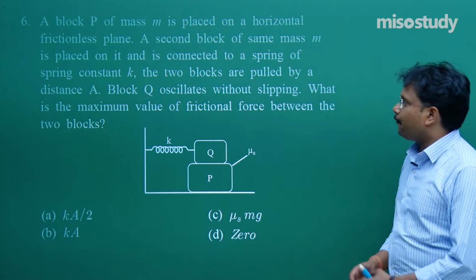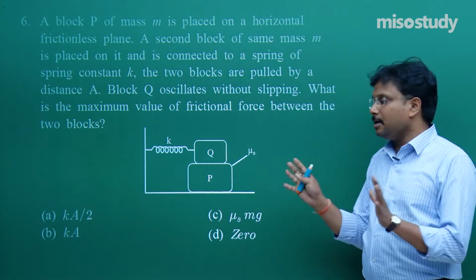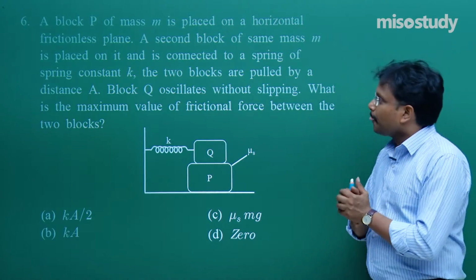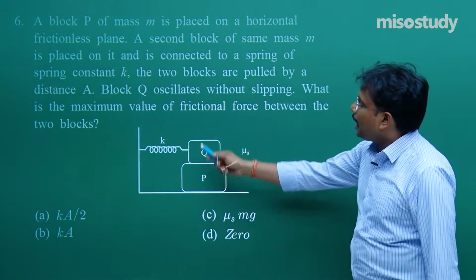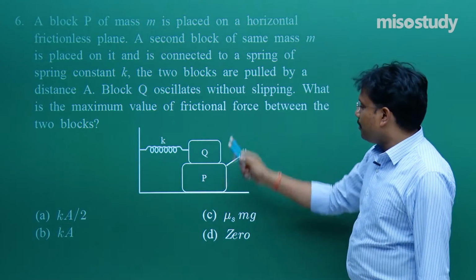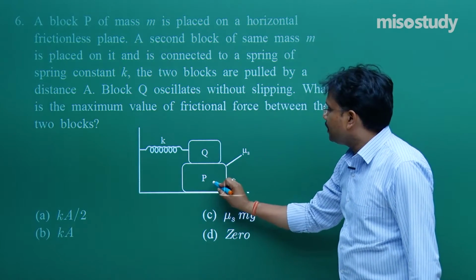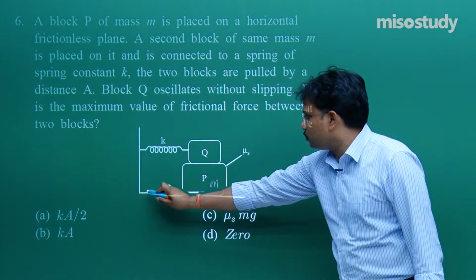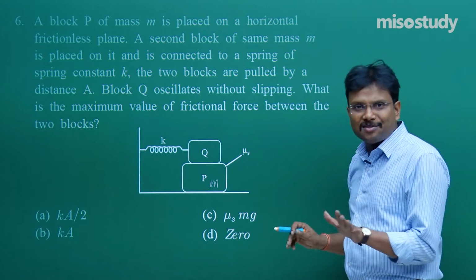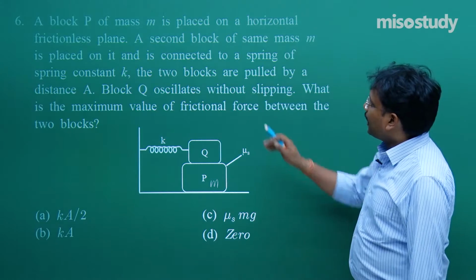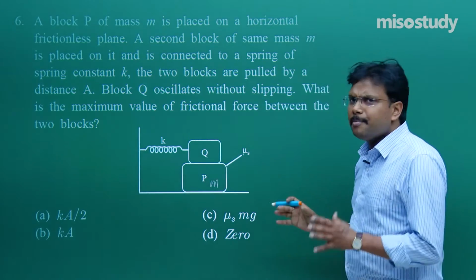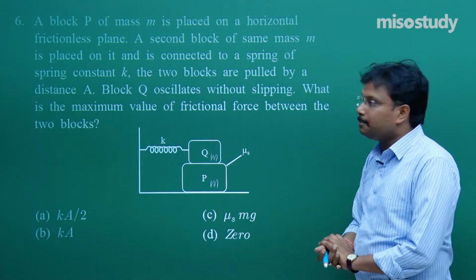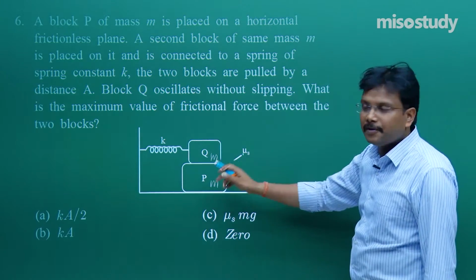Here is your first question. The question is not big, and here is a very beautiful concept that we are going to utilize. There are two blocks, P and Q. Block P, of mass small m, is placed on a horizontal frictionless, smooth plane, so no force of friction is acting. A second block Q, maybe smaller in size but of the same mass m, is placed on top of it.